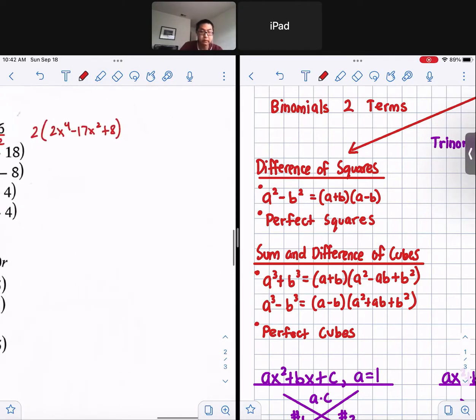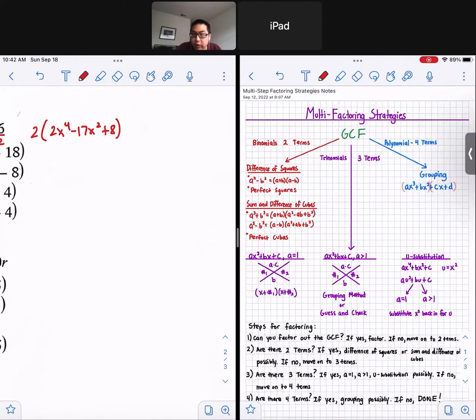Alright, how many terms is this? 3 terms. Is this going to be a equals 1, a greater than 1, or u sub? Definitely a u substitution. So u is going to equal x squared: 2u squared minus 17u plus 8. Okay, so is this an a greater than 1 or a equals 1? Definitely a is greater than 1, because look, the a value is 2, which is bigger than 1. So that means you guys got to do an x method along with your grouping.